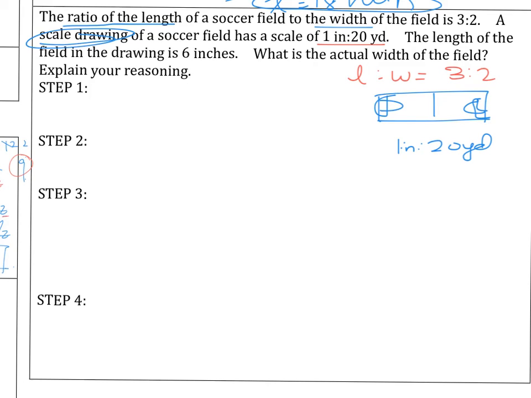The length of the field in the drawing is 6 inches. So this is 6 inches. What is the actual width of the field? Explain your reasoning. So I'm going to let W equal the actual width. But before I find the actual width, I need to first find the actual length. So I'm going to let L equal the actual length.